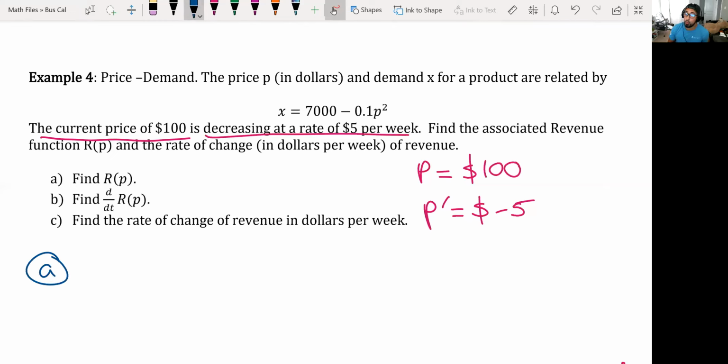Now remember, revenue is always given as X times P. X is the amount of items times the price that we sell them at. Well, lucky for us, they give us an equation for X.